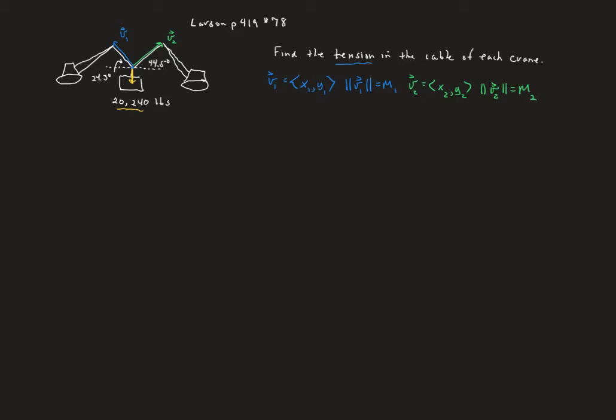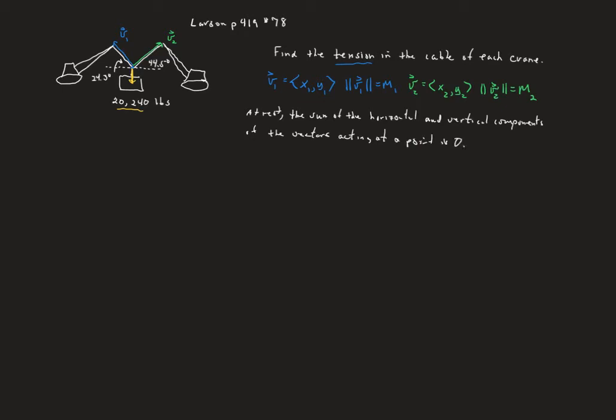Now, there is a law of physics that applies here, and that is that at rest, the sum of the horizontal and vertical components of the vectors acting at a point is 0.